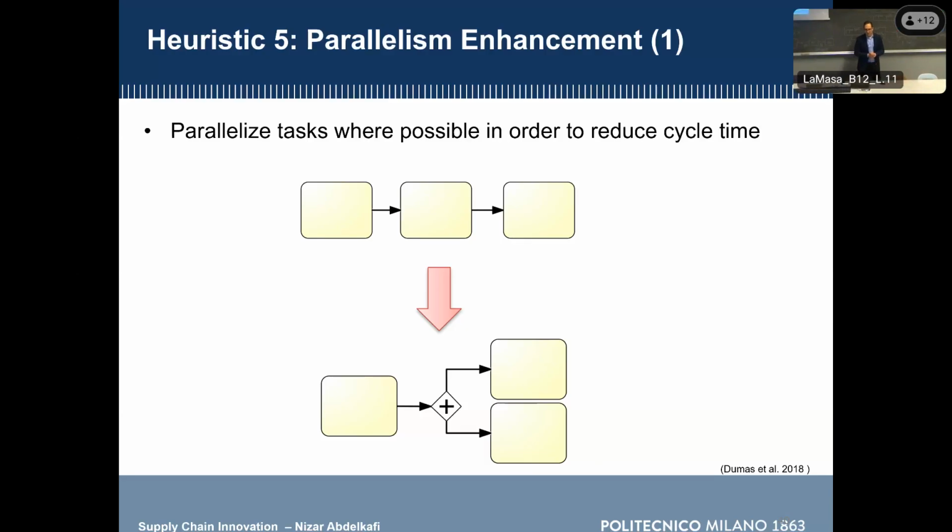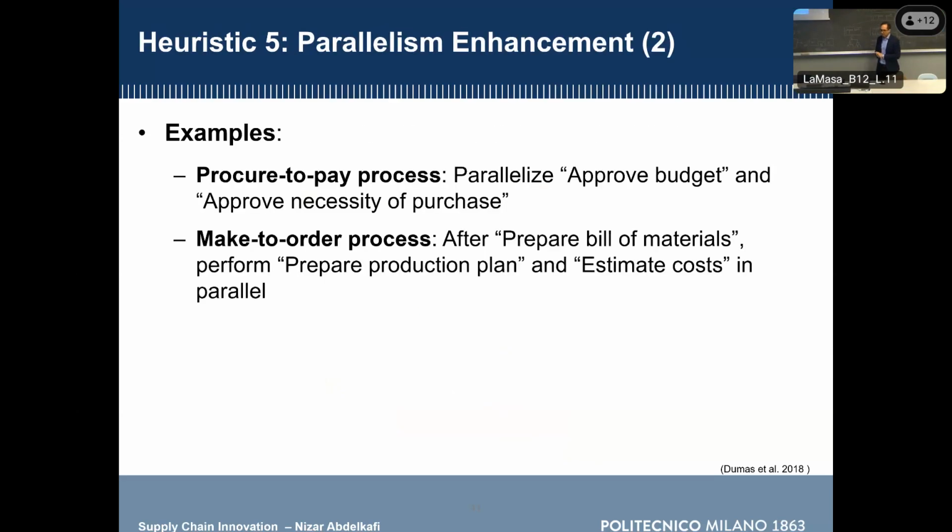Now, here we have some examples. Procure to pay: parallelize approve budget and approve necessity of purchase. So you may be able to do them simultaneously instead of having approve budget and approve necessity of purchase in sequence. We have seen that it is a knockout check, and then approve budget. We can try to do them together if time is important for us, so that we can reduce the time.